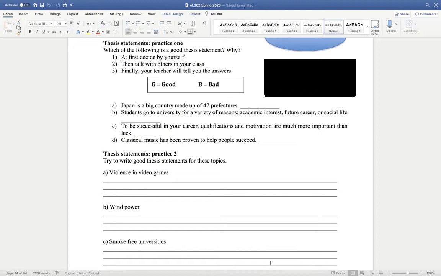C. To be successful in your career, qualifications and motivation are much more important than luck. So this is actually a good one as well. And then D. Classical music has been proven to help people succeed. Now you should be able to see by now that this is not a good one because it's just a statement.